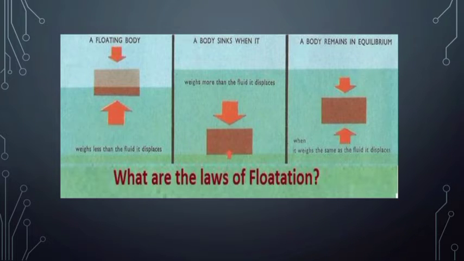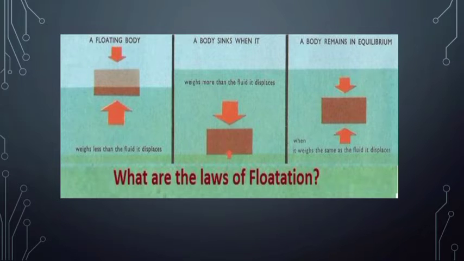In a floating body, the buoyant force is more than the weight of the object. Secondly, when the body sinks, the weight of the object is more than the buoyant force. In the third case, the body remains in equilibrium, which means the apparent weight is zero. The buoyant force and the weight remain equal. You can see here the three diagrams for flotation. The arrow marks also describe the directions of the forces on both sides.